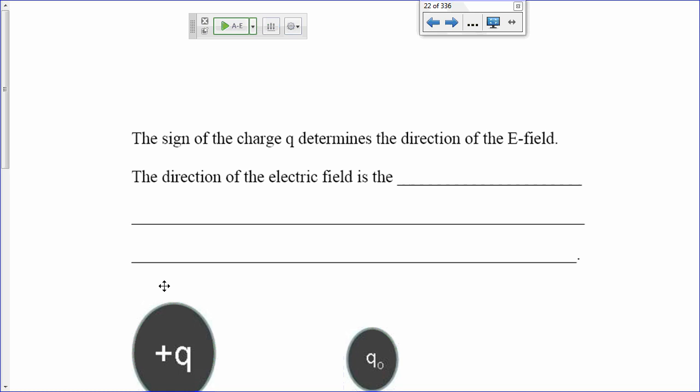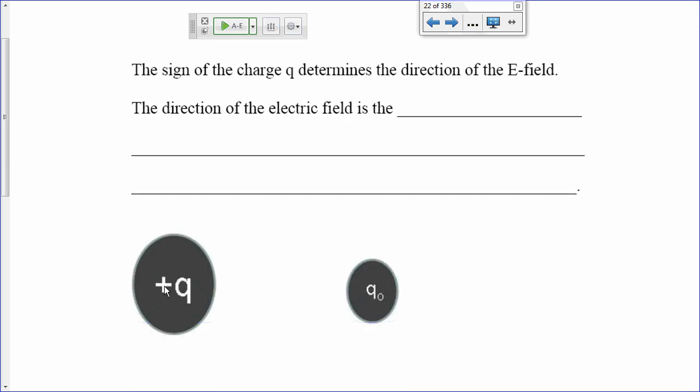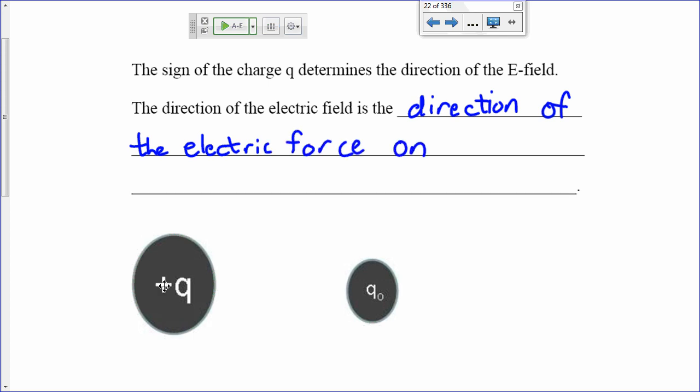And so let's look at that direction. And this is sort of where that test charge comes in. So the direction of the electric field is the same as the direction of the force, the electric force, on the imaginary test charge Q naught.